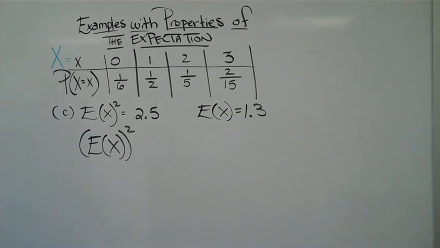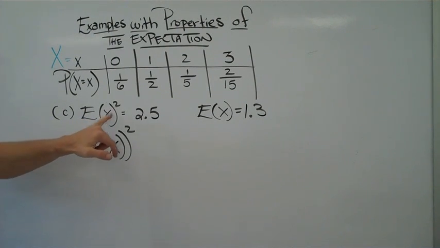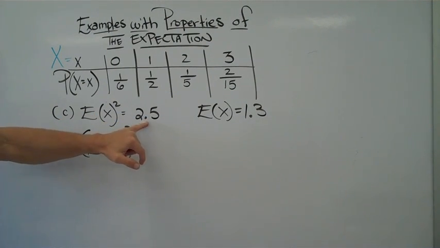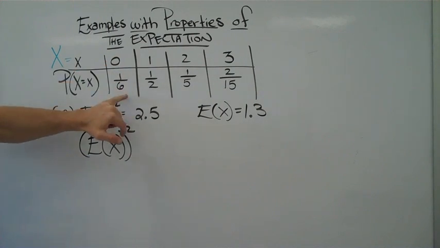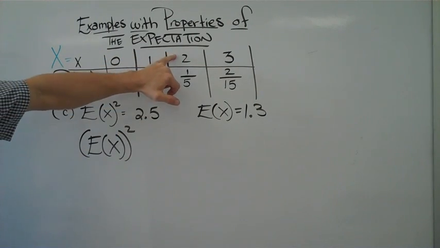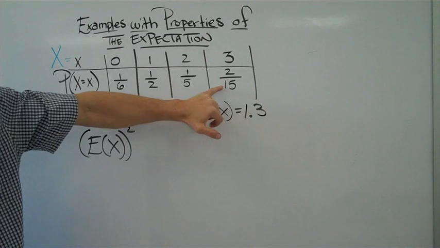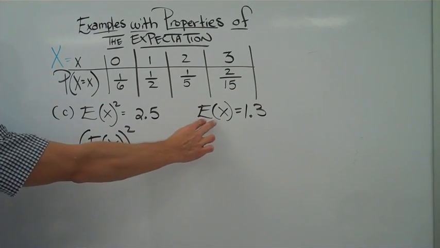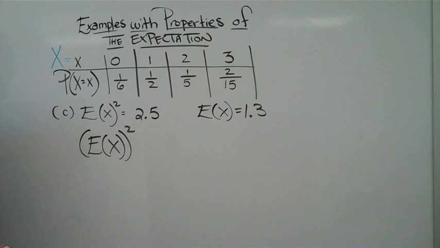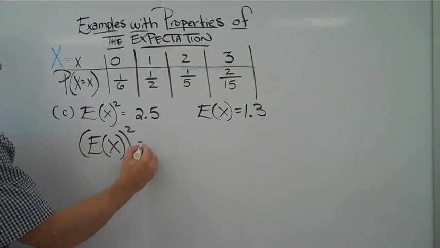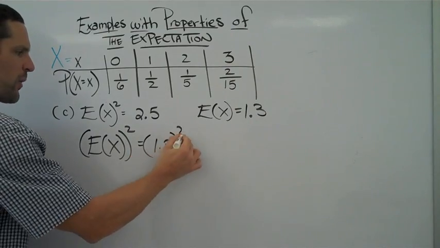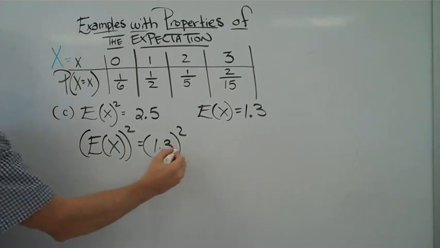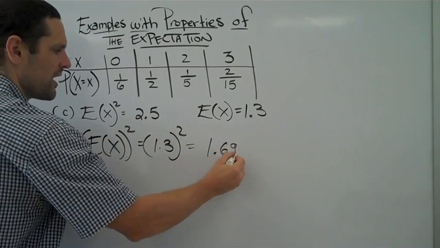Here is a small but important point. In our last slide, we found that the expectation of x squared was 2.5. How do we find that? Well, we had to square this and multiply by this, square this, multiply by that, and so on. And we found E of X squared equals 2.5. We found originally that E of X is 1.3. Well, what is E of X, the whole thing squared? It will be 1.3 squared. I just substitute 1.3 in there, which gives me 1.69.